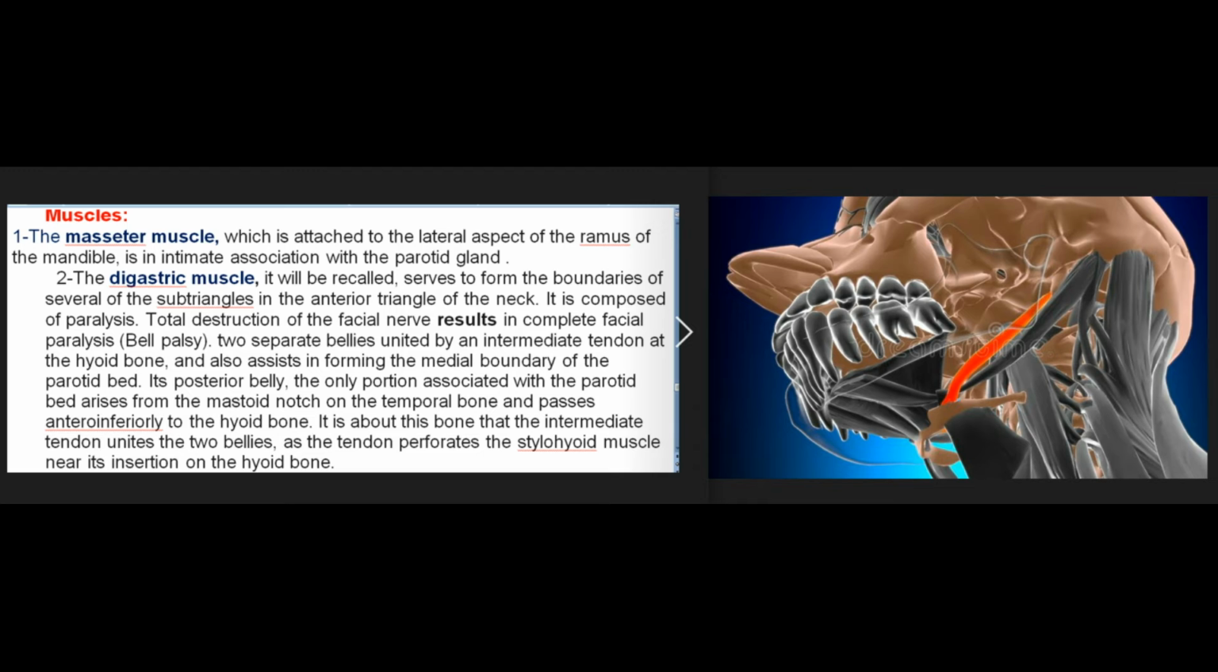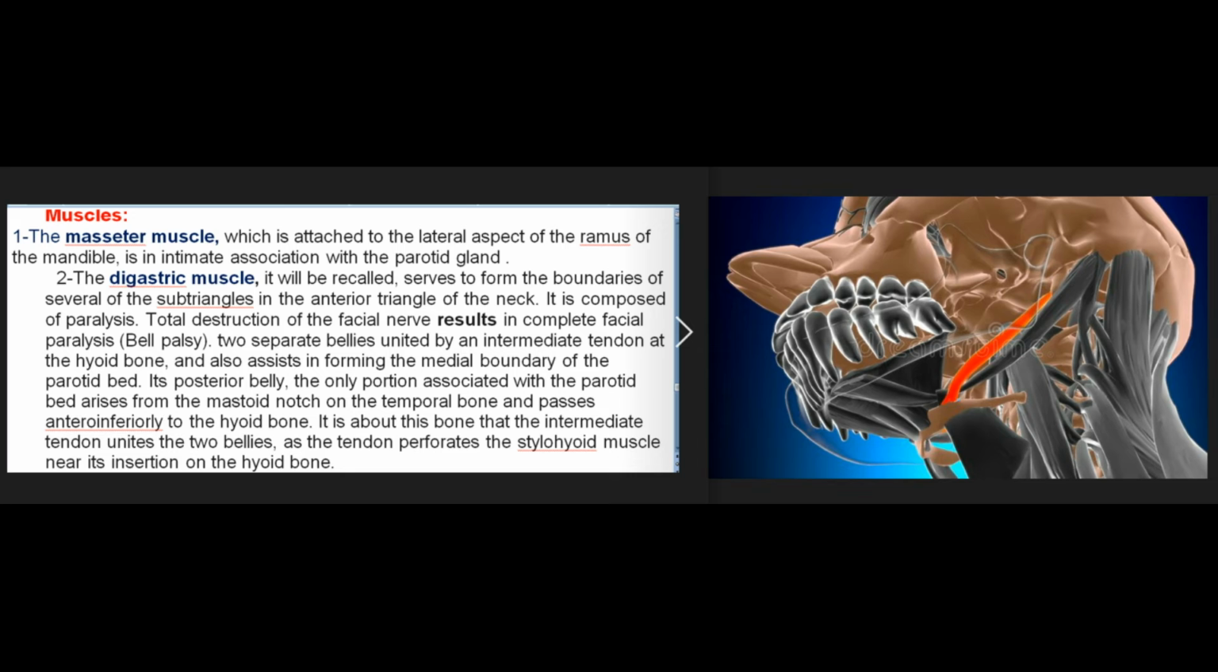It is composed of 2 separate bellies united by an intermediate tendon at the hyoid bone, and also assists in forming the medial boundary of the parotid bed. Its posterior belly, the only portion associated with the parotid bed, arises from the mastoid notch on the temporal bone and passes antero-inferiorly to the hyoid bone.